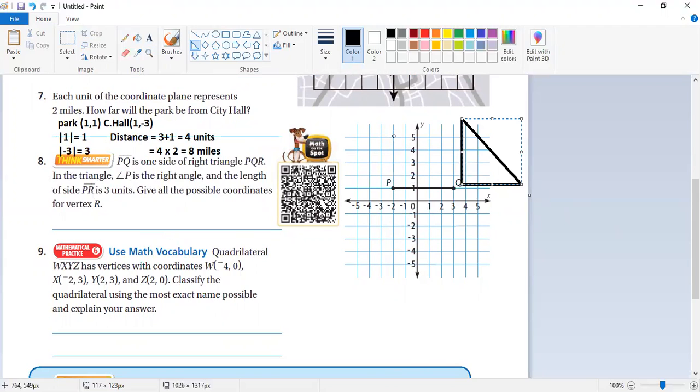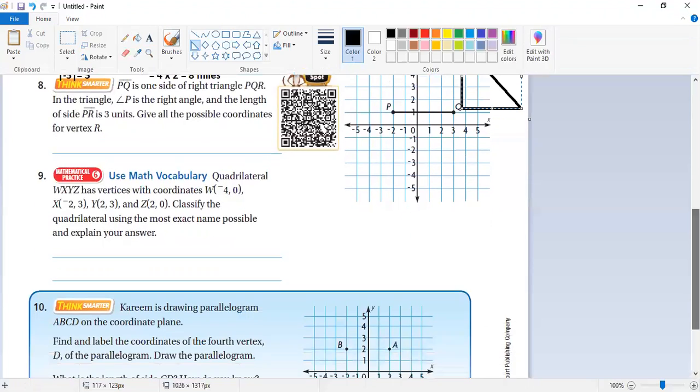So you have to be drawing a right triangle similar to this and then find out what are the coordinates for R. So that's going to be 2 answers. You can have 2 answers. If you can do it, fine. If you go ahead and do it and send me the answer, I will tell you whether it's right or not. Okay, moving to question number 9.